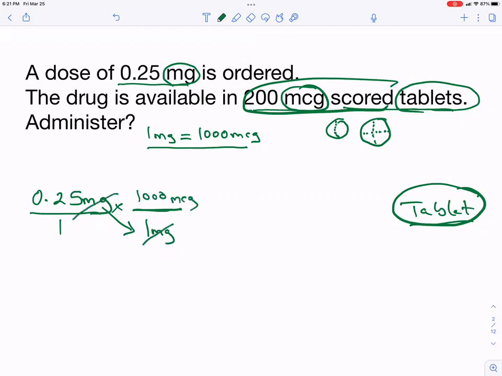All right, that gets rid of my milligrams, but now I'm stuck with micrograms. I've got to get rid of those micrograms. I only need tablets. So what do I use? I use what's in my problem right here. Now I can say 200 micrograms in a tablet. I get rid of my unwanted micrograms and I'm left with my wanted.